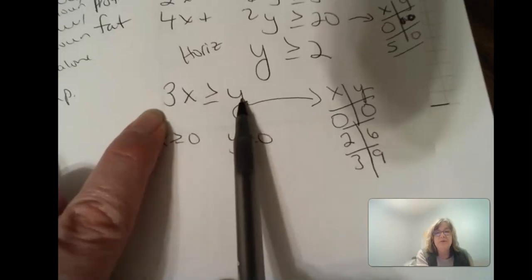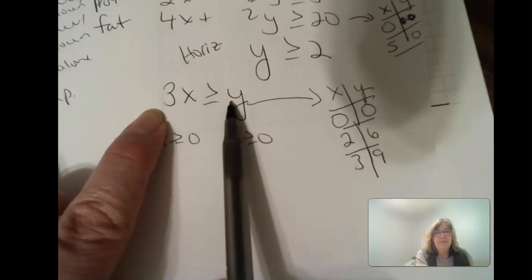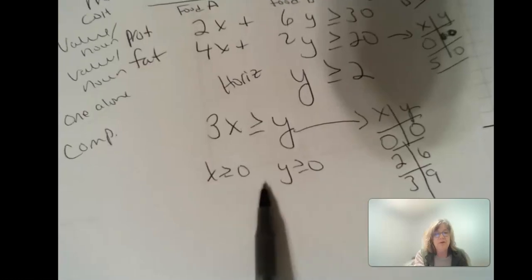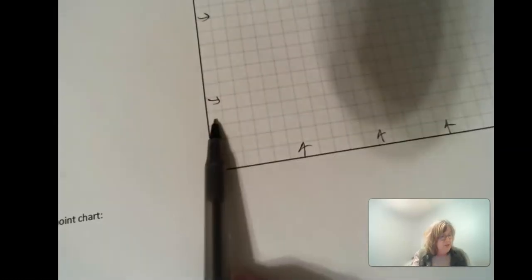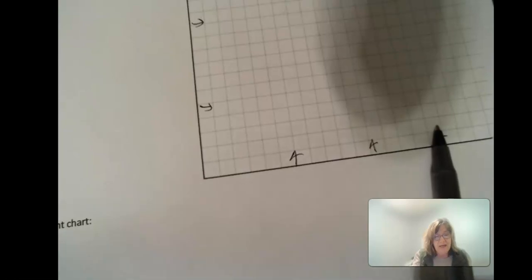3 times 2 is 6. 3 times 3 is 9. And you can do that. All right. And then the 2 that shall not be forgotten tell you you're in the first quadrant. Okay. So I am in the first quadrant. Okay. And I'm going to go by 1.